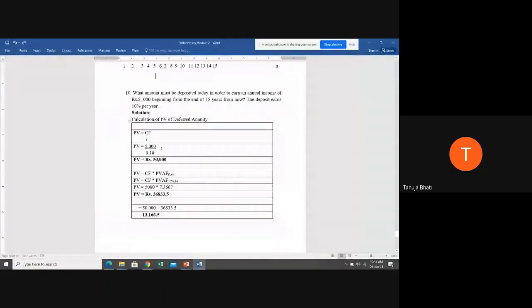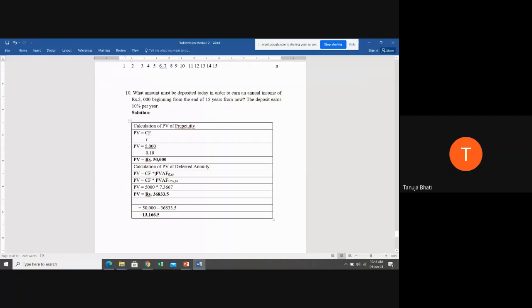Let us see the solution. Calculation of present value of a deferred annuity, and this is calculation of present value of perpetuity. First we calculate the present value of perpetuity: 5,000 divided by 0.10, we got 50,000. So this is the total from 1 year to nth year. Now, calculation of present value of a deferred annuity. Why deferred? Because it is starting from the end of 15 years. Don't take it as annuity due, students. This is the sentence you need to interpret correctly. The income starts to flow from the end of 15 years, so it is a deferred annuity.